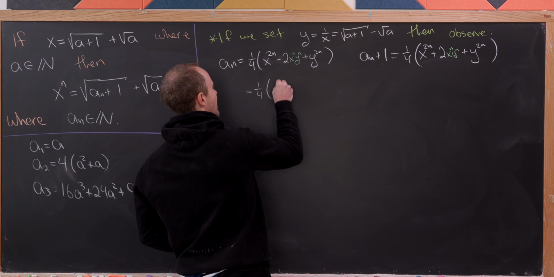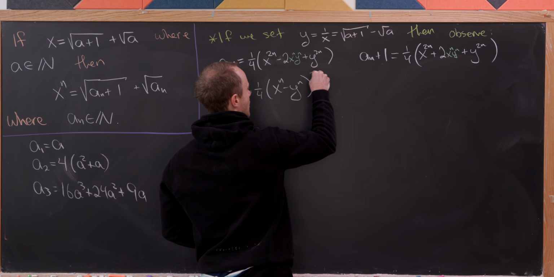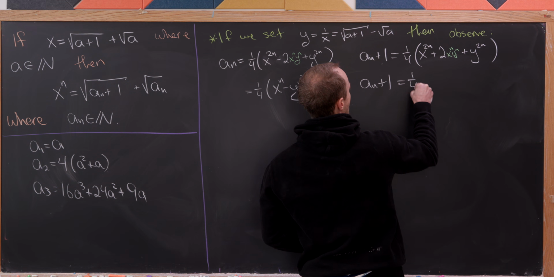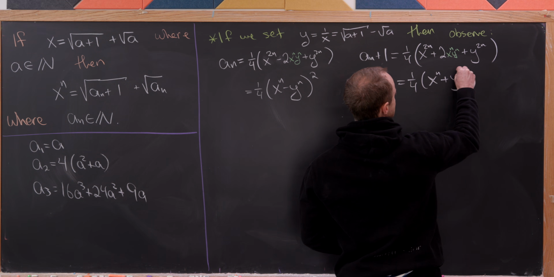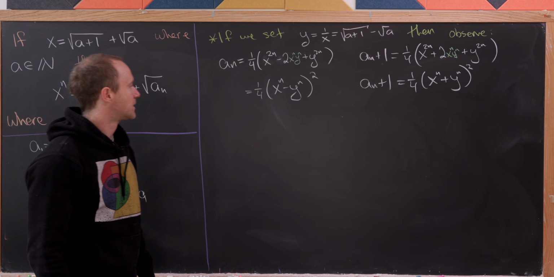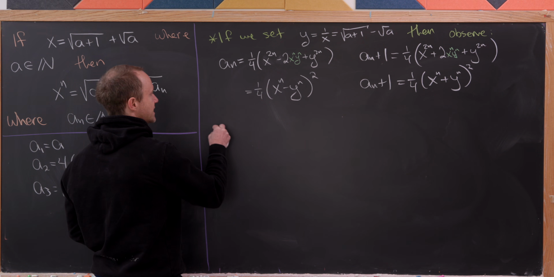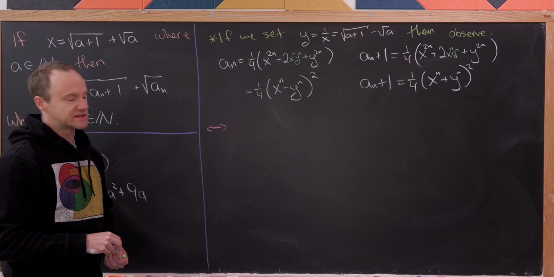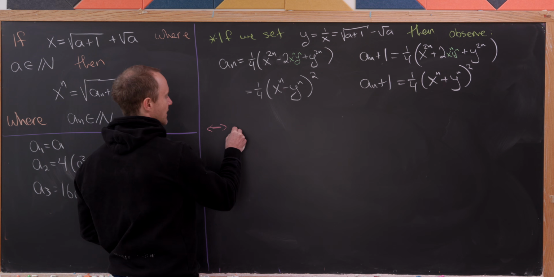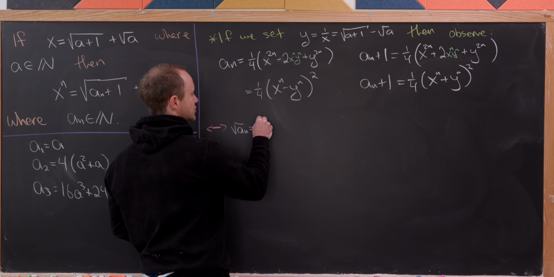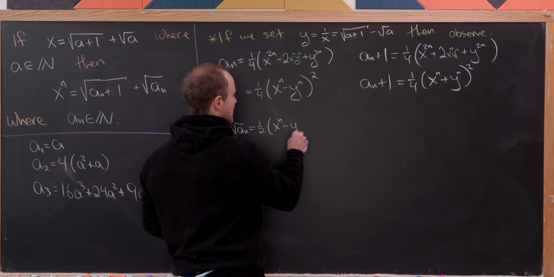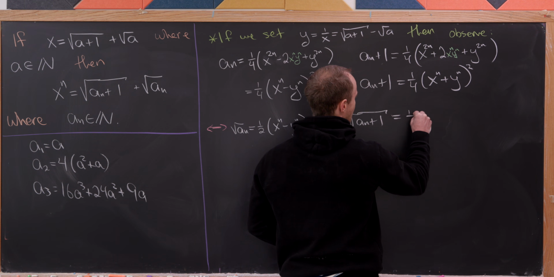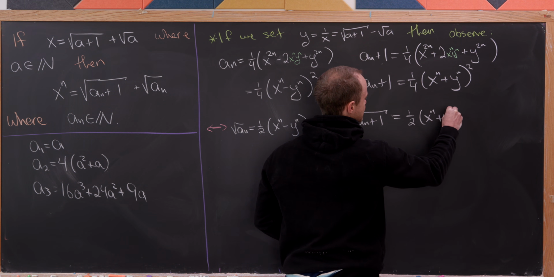Notice that means that this factors as x to the n minus y to the n quantity squared, but then our a sub n plus 1 factors as 1/4 times x to the n plus y to the n quantity squared. But now let's notice that we can take square roots here, and we're getting to a good spot. So we have the square root of a sub n is equal to 1/2 times x to the n minus y to the n. And then the square root of a sub n plus 1 is equal to 1/2 times x to the n plus y to the n.